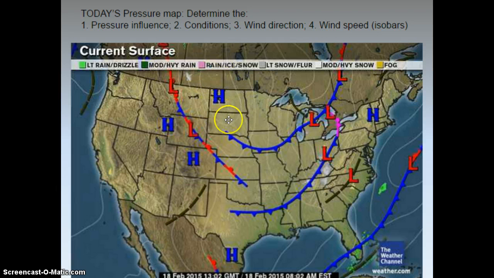High pressure is typically associated with clear skies and nice, fair weather, and low pressure is often associated with storms or the potential for precipitation. Wind direction: winds always blow from high to low. So if I'm talking from high to low, it's moving generally in this direction, and that's right, our winds are out of the northwest.